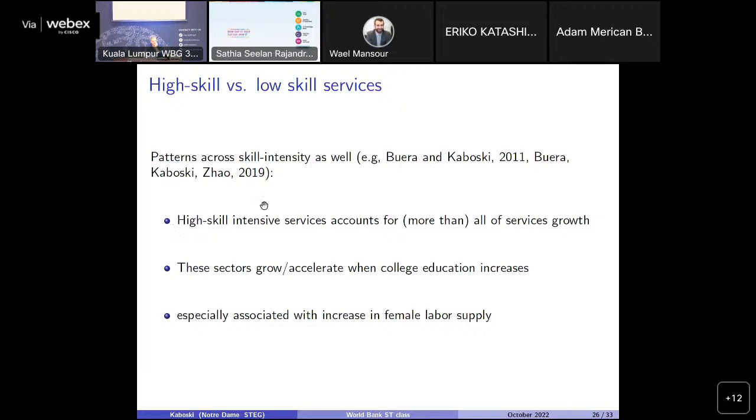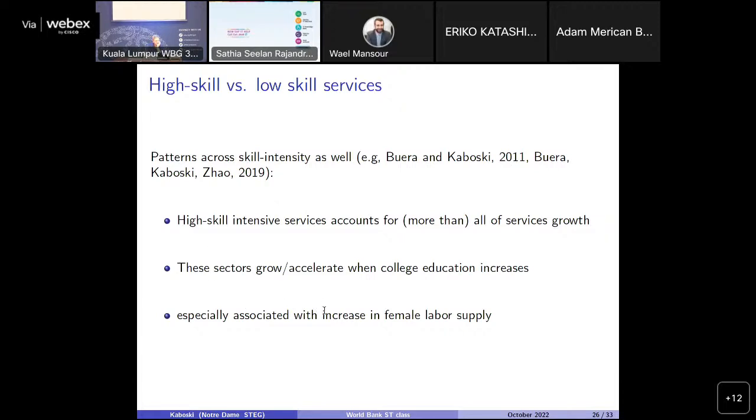High-skill intensive services account for all of the services growth. In fact, for more than the services growth, because the low-intensity services actually decline. That's the first thing to think about. This is in terms of value added. Jobs can be a little bit subtler, but in terms of value added, the service economy is about high skill services.